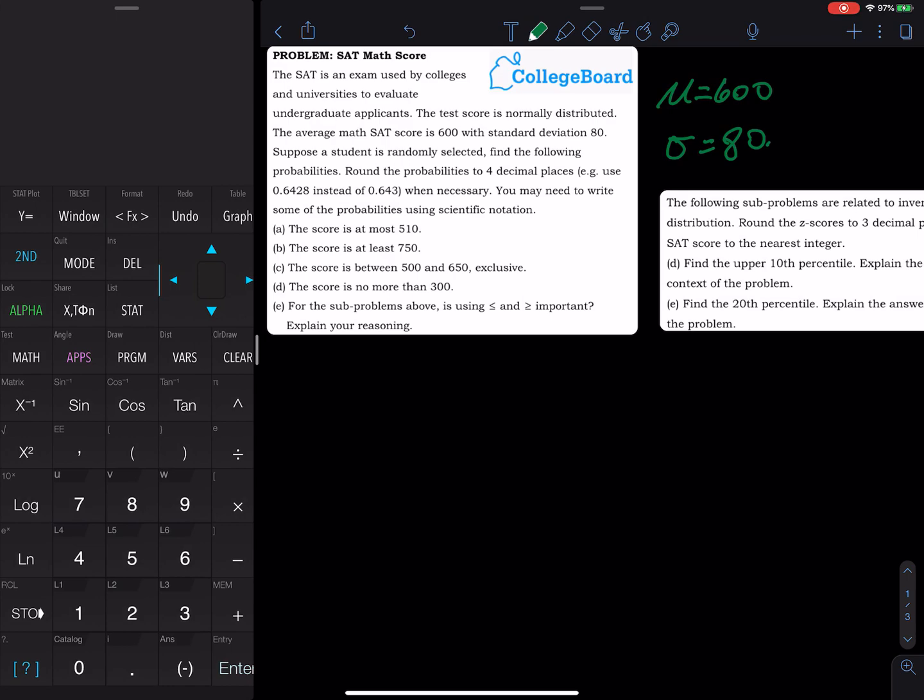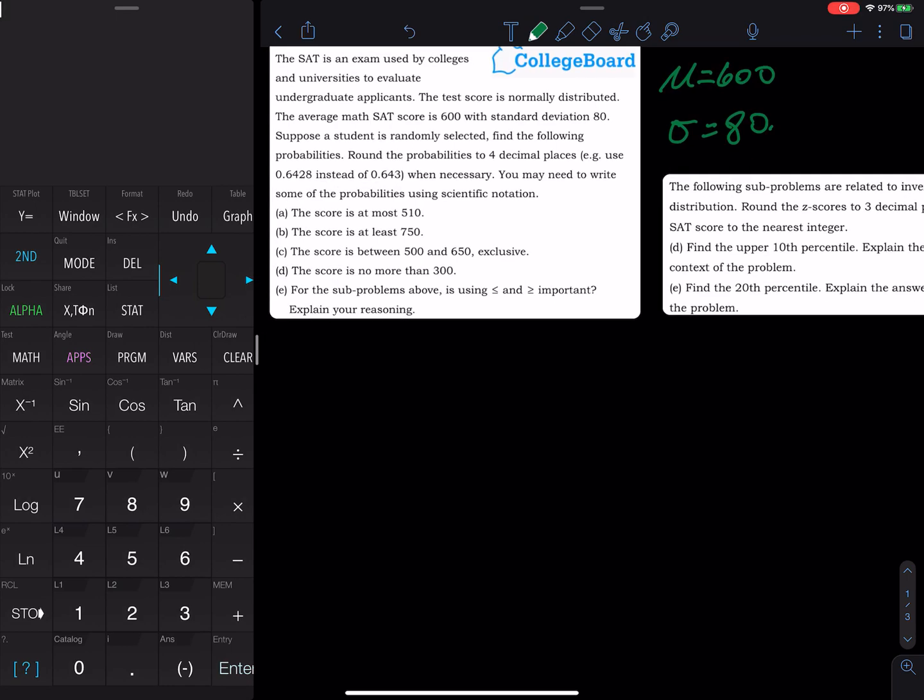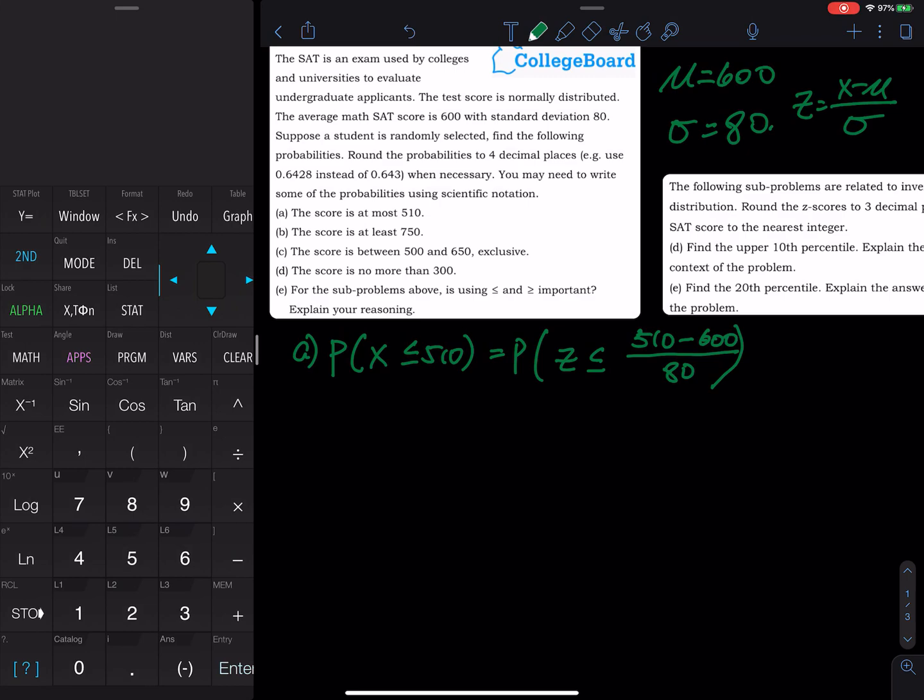Suppose a student is randomly selected, find the following probability. A is the probability that the score is at most 510. At most means the maximum is 510. What is this probability? First, you have to standardize the 510. X is not X anymore because we have to start the standardization. So this is Z less than or equal to, we take 510, subtract the mean, divided by standard deviation. Remember this formula: Z equals X minus mu divided by sigma. That is how we standardize a number.